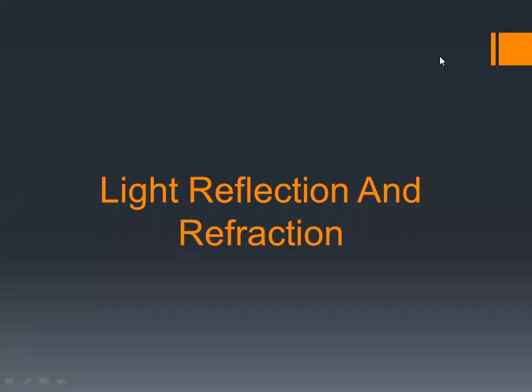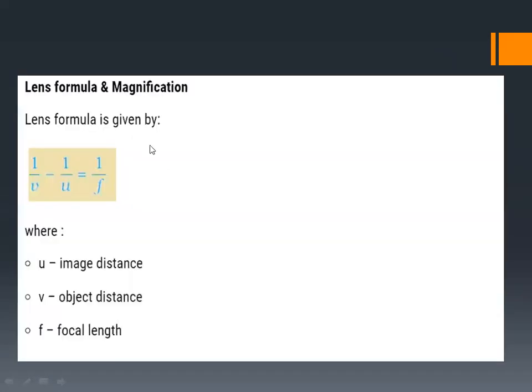Good morning, dear students. We are studying light reflection and refraction. In the refraction part, we have already discussed the rules for image formation of concave and convex lenses, and the Cartesian sign convention which we use for concave and convex lenses. Now we are going to discuss the lens formula and magnification.